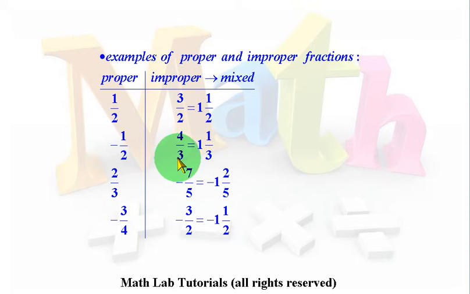4/3, if you do a long division, 3 goes into 4 once, and then you have 1 remainder. So we could rewrite that as 1 and 1/3. -7/5: 5 goes into 7 once, and again you have 2 remainder, and so you can rewrite that fraction as -1 and 2/5. That would be the mixed fraction version of this improper fraction. And -3/2, again 2 goes into 3 once with 1 remainder, so you can rewrite it as -1 and 1/2.